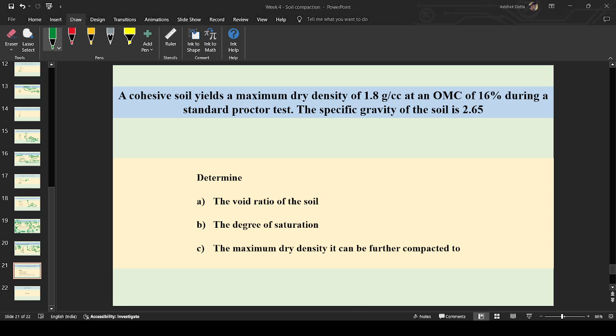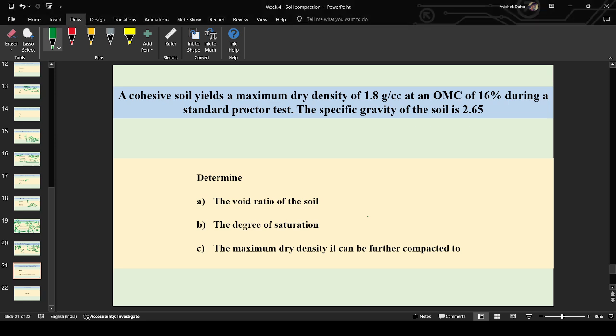Yes, someone has answered, I think. 0.488. Yeah, I have obtained 0.4722. Okay, nearby. I'll just write it. Void ratio equals G rho W divided by rho d, minus 1. The answer I have obtained is 0.4722. Okay.